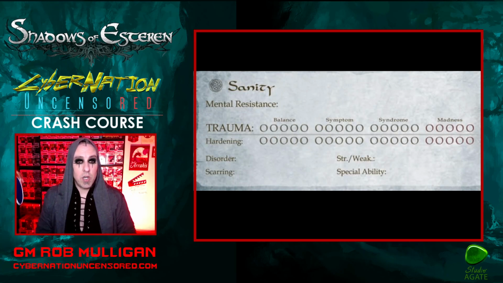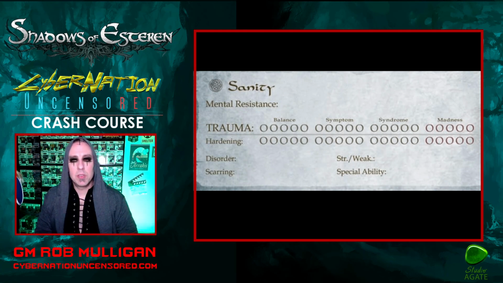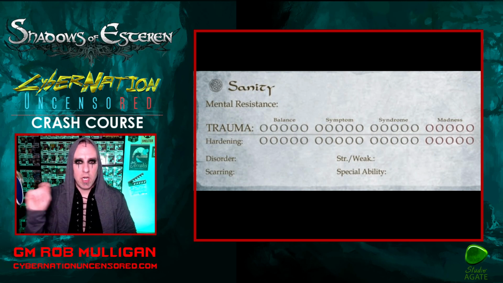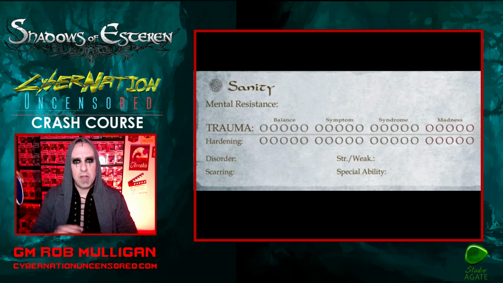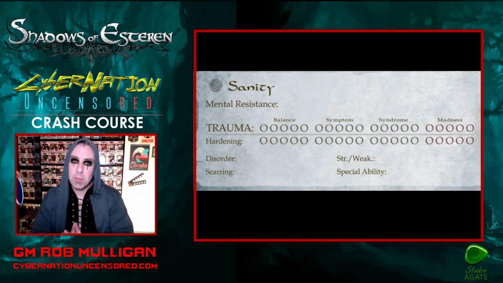The sanity chart here basically has 4 different sections. You'll see here: balance, symptom, syndrome, and madness. And each one has little bubbles that you're going to check off with temporary points or fill in for permanent. I mentioned in the combat video, and healing and damage, I mentioned in healing and diseases, to have distinctive marks to distinguish between temporary and permanent points.